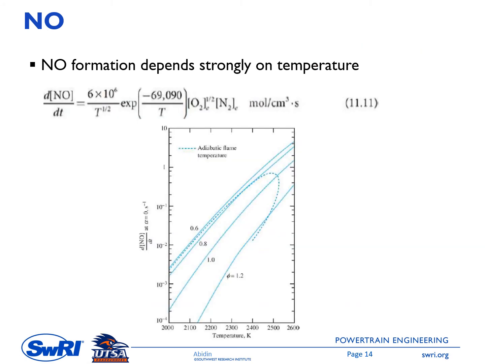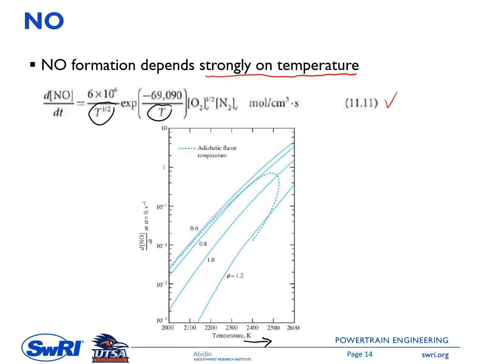NO formation depends strongly on temperature, so we can use a previous equation in the previous slide, equation 11.7, to get the correlation between the NO formation and temperature. By applying several assumptions, we will get equation 11.11. In this case, you will see that the NO formation is a function of temperature. This figure shows the NO formation as a function of temperature, which is on the horizontal axis.